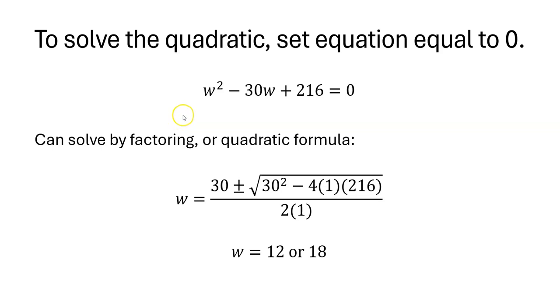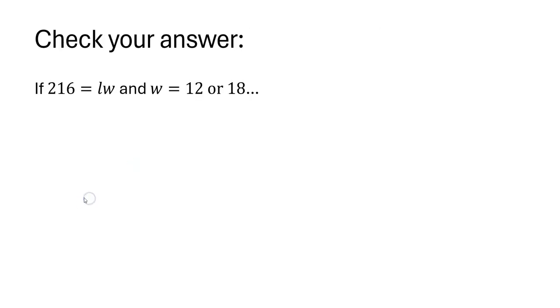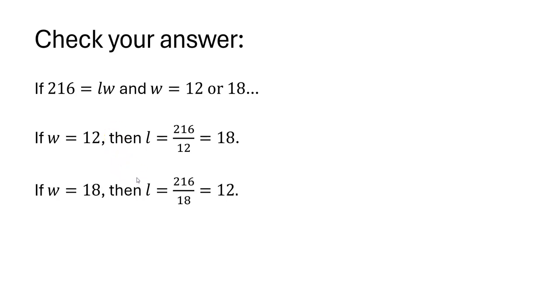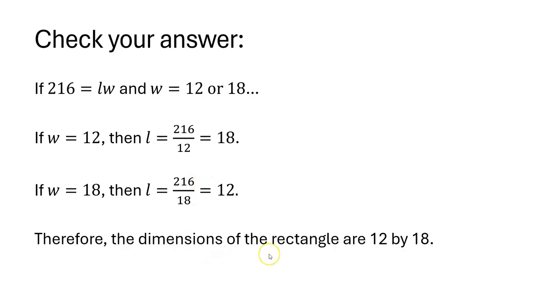Now, with story problems, and especially with distances and those types of things, you need to check your answers to make sure they work. Here, we know that the area is 216, length times width, and we know that W has two potential values. If W equals 12, then the length is 216 divided by 12, which is 18. And if W is 18, then the length is 216 divided by 18, which is 12. So no matter which way you look at it, the dimensions of the rectangle are 12 by 18.